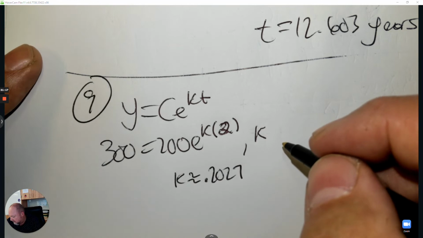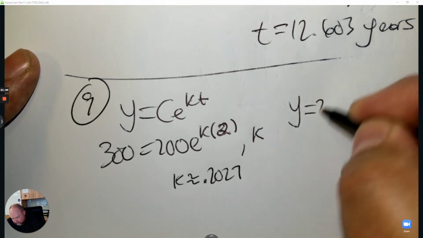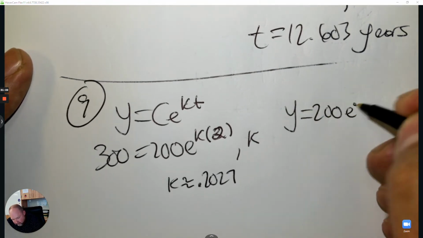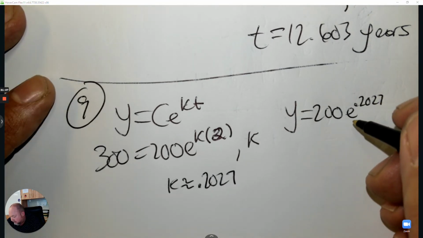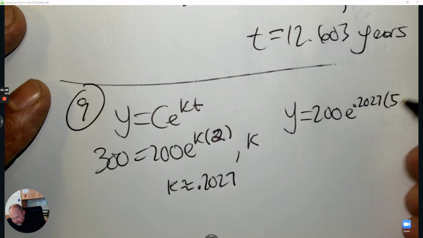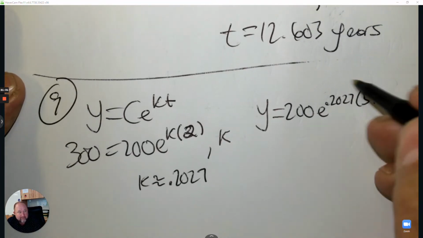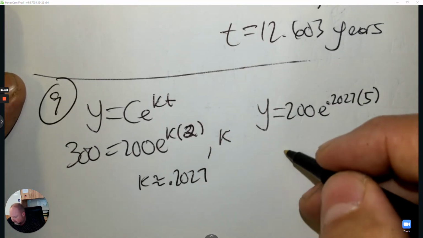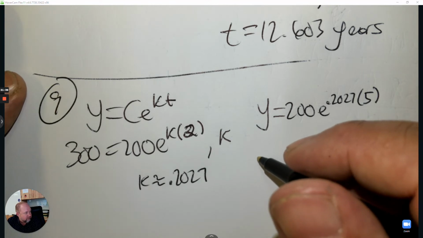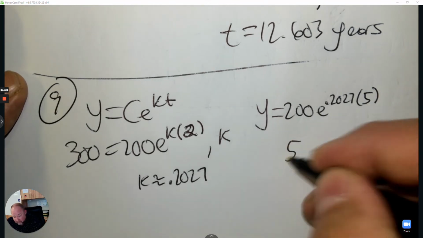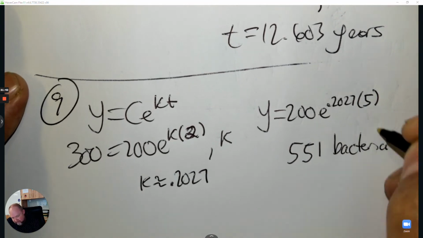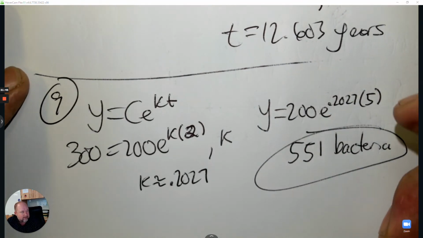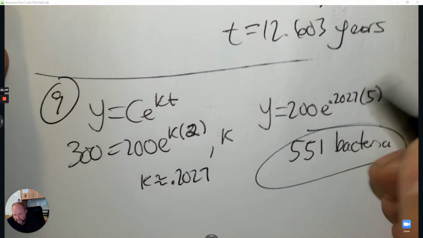Next, now that you know the rate, which is 0.2027, it says how much will be present in 3 more days, or 5 days after the original amount. So type that into your calculator. Now this one you do have to round to a whole number, because you can't have a decimal amount of bacteria. So the answer would be about 551 bacteria. Number 10.